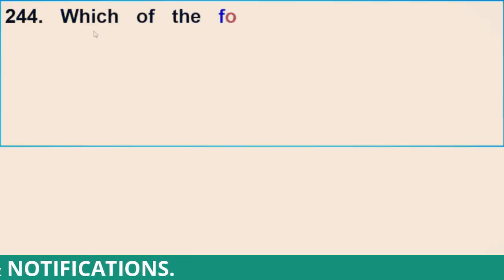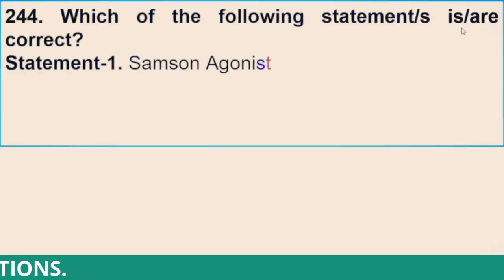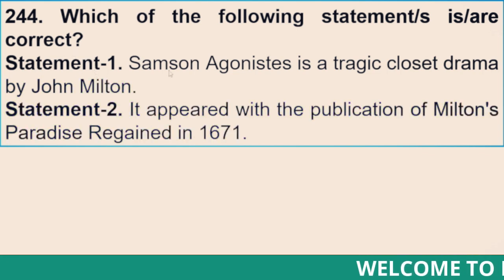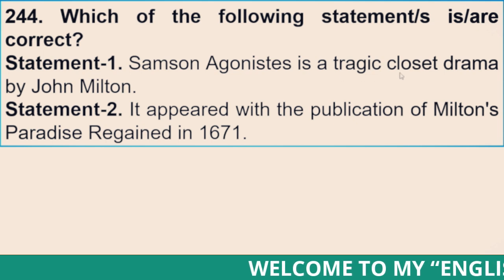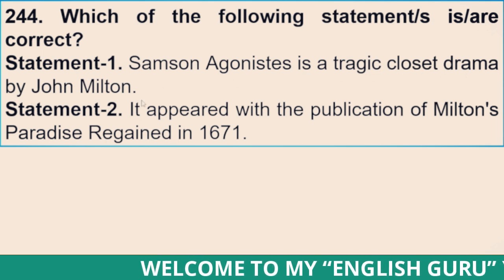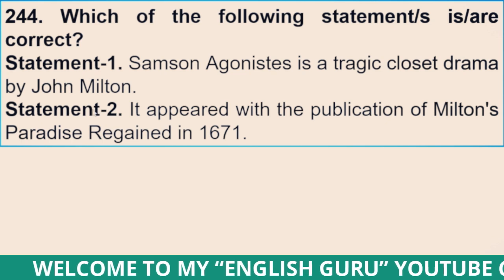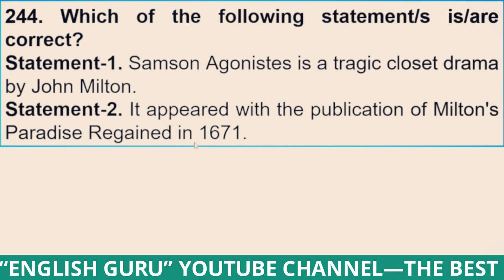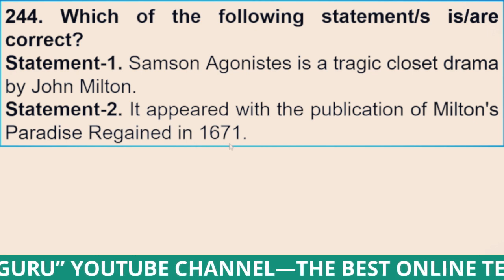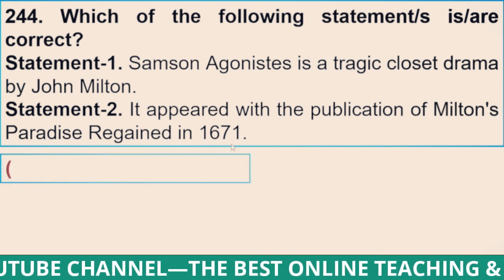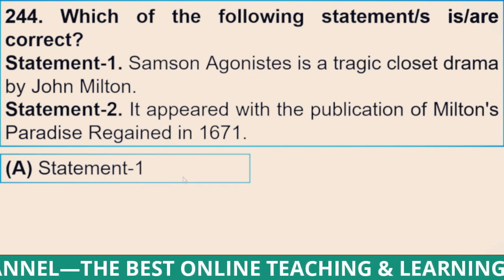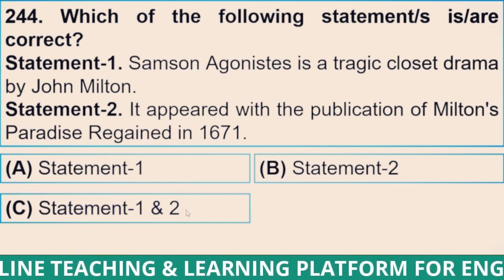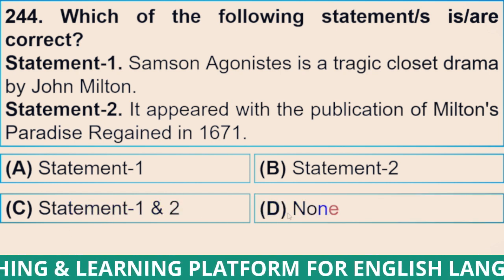Which of the following statement or statements are correct? Statement 1. Samson Agonistes is a tragic closet drama by John Milton. Statement 2. It appeared with the publication of Milton's Paradise Regained in 1671. Option A, statement first. Option B, statement second. Option C, statement first and second. And option D, none of these.